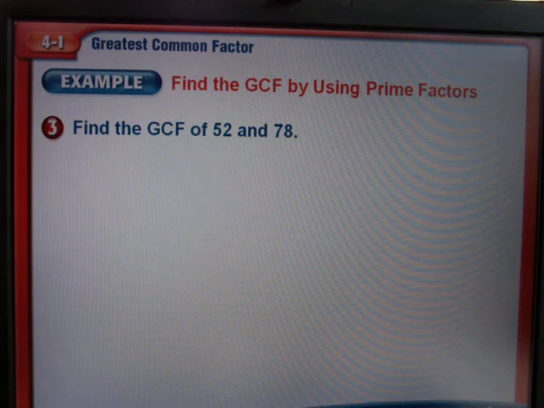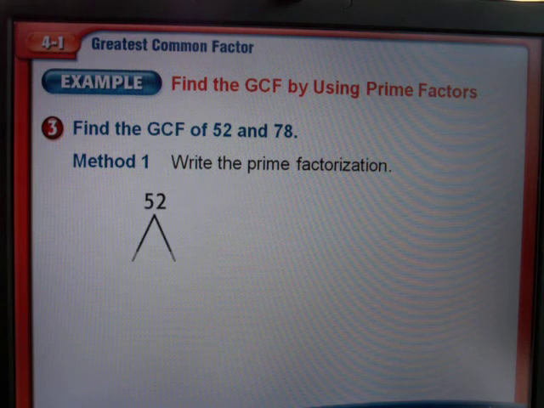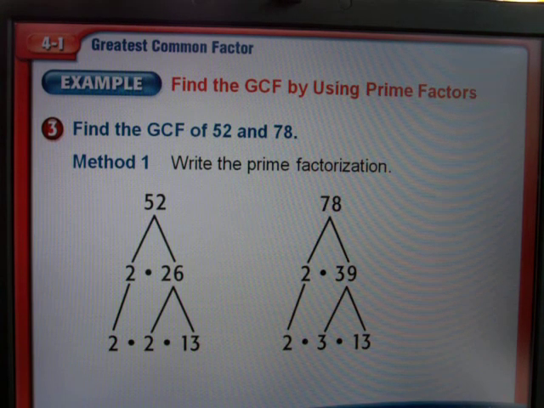Now we're going to use finding the greatest common factor by using prime factors. This is my preferred way of finding the greatest common factor, especially when I get a bunch of numbers that I don't know the factors to off the top of my head. So we're going to find the greatest common factor of 52 and 78. So we can write the prime factorization. This is not the way I recommend going about doing it. Oh, wait a minute. No, I'm sorry.